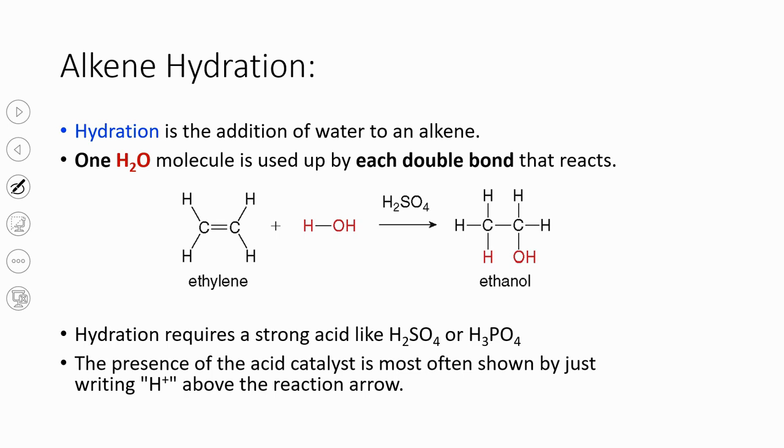Okay. So I think the examples that I've given you have H2SO4 or sulfuric acid, but you can also just put H+ to show that this is in the presence of an acid catalyst. Acid catalyst will make it go faster.